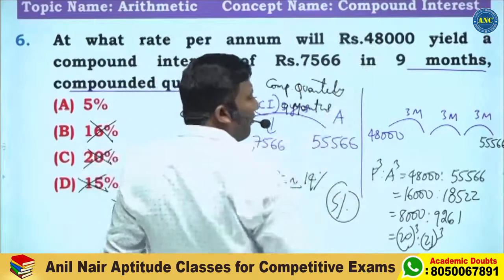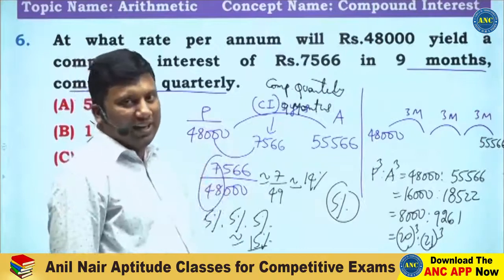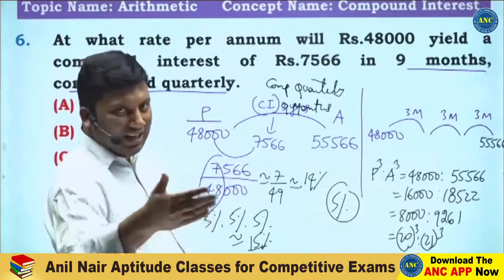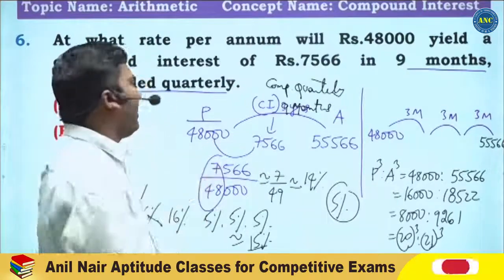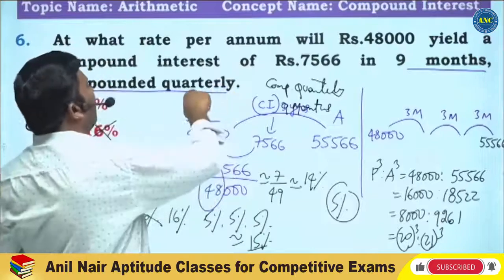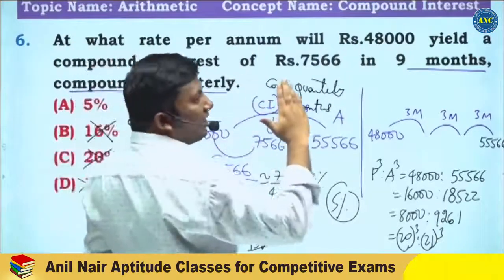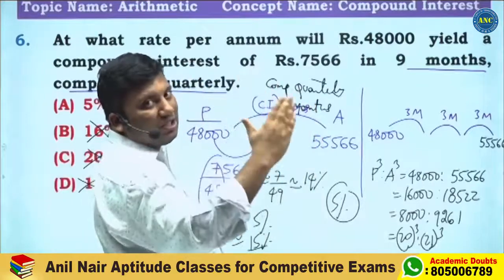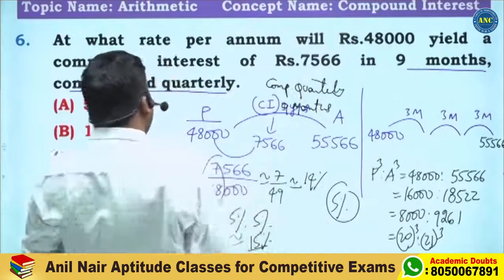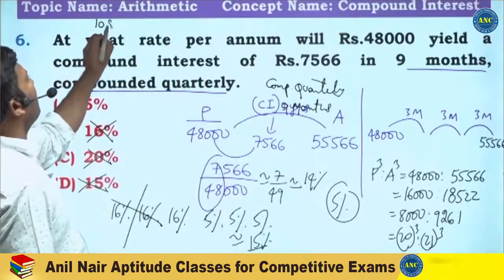Just by looking at the question, you can say that on 48,000 there is an increase of 7,500. 7 by 48 is closer to 7 by 49, and 7 by 49 is 1 by 7, which is 14%. The answer should be just greater than 14%, and that too doing it 3 times. Why 3 times? Total it is 9 months, compounded quarterly. 1/4 of 12 is 3 months: after 3 months, the next 3 months, the next 3 months. 14% successively 3 times. It is a 10 seconds problem.